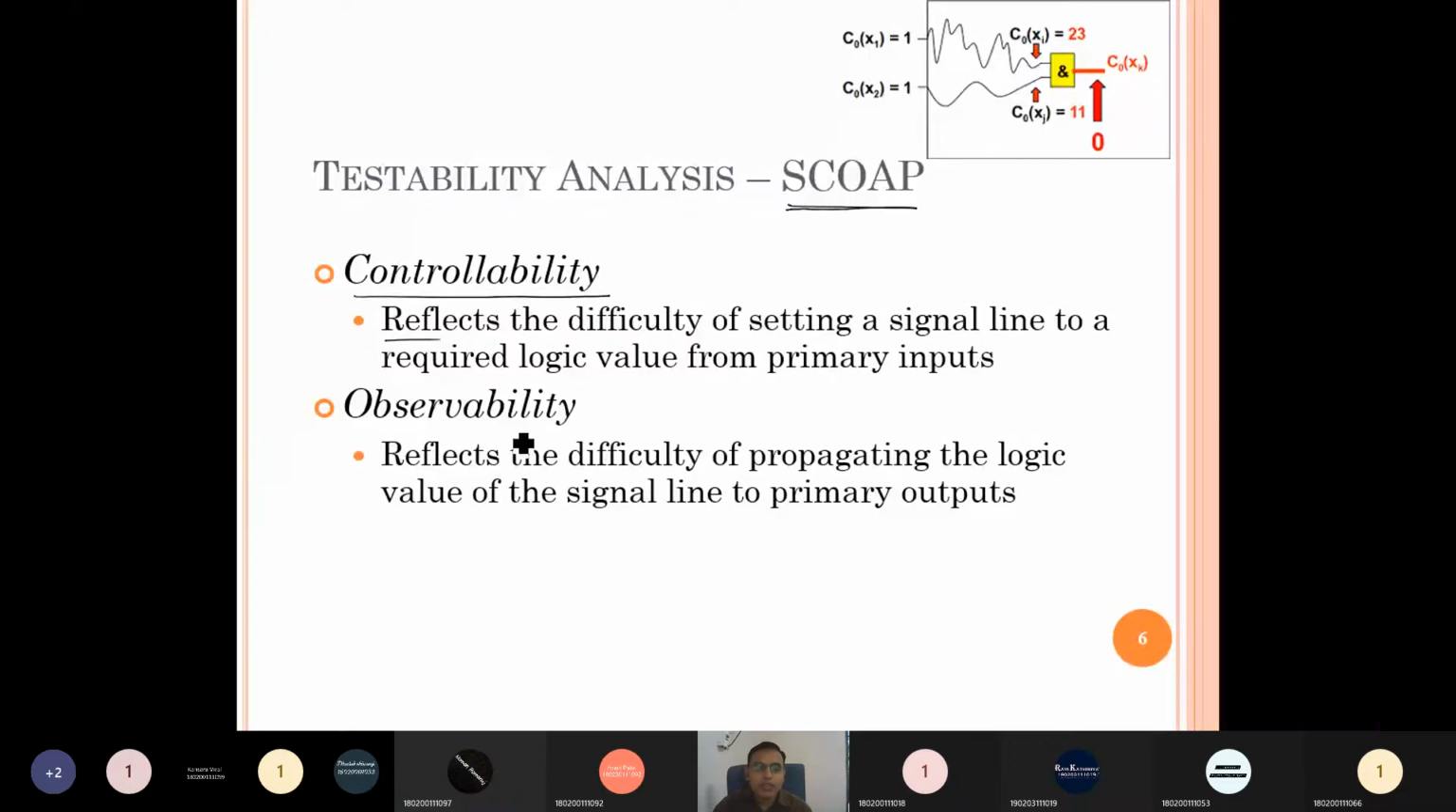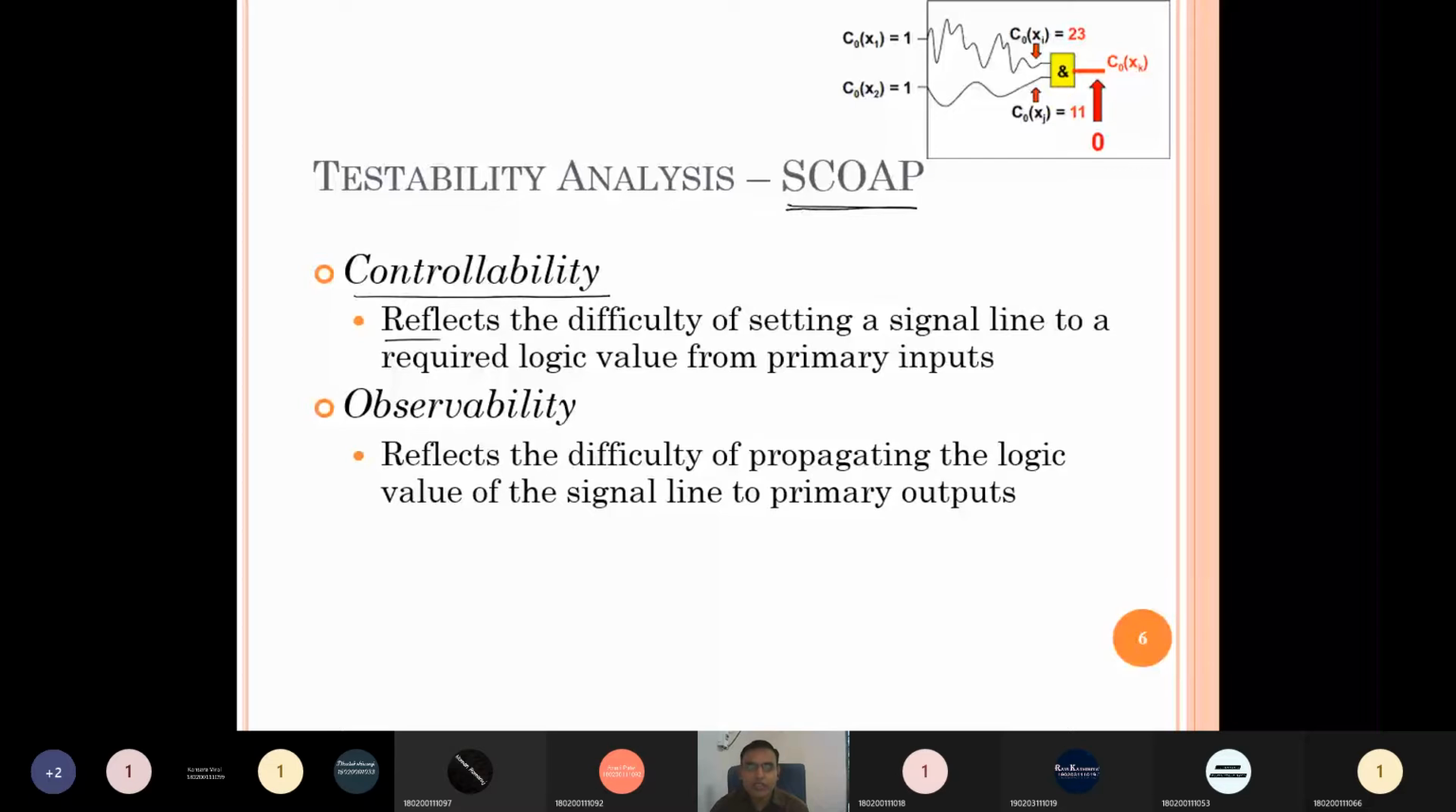Observability reflects the difficulty of propagating the logic value of the signal line to the primary output. So if you want to observe the present logic level at any internal node, we have to propagate that internal node logic up to the nearest primary output, and whatever difficulty there is, we have to observe. Here the difficulty is in terms of the number of stages of logic gates, or the number of stages in a sequential block. So we'll find the difficulty level in both cases: combinational difficulty and sequential difficulty.